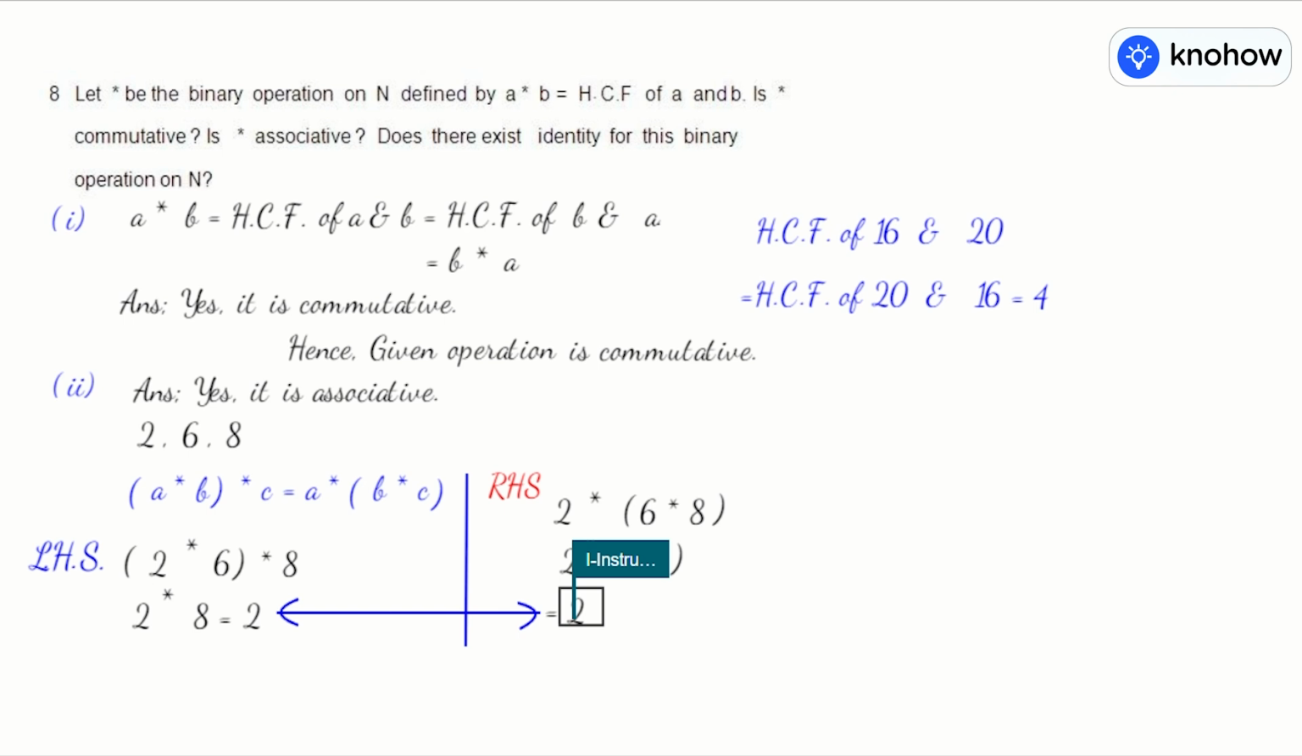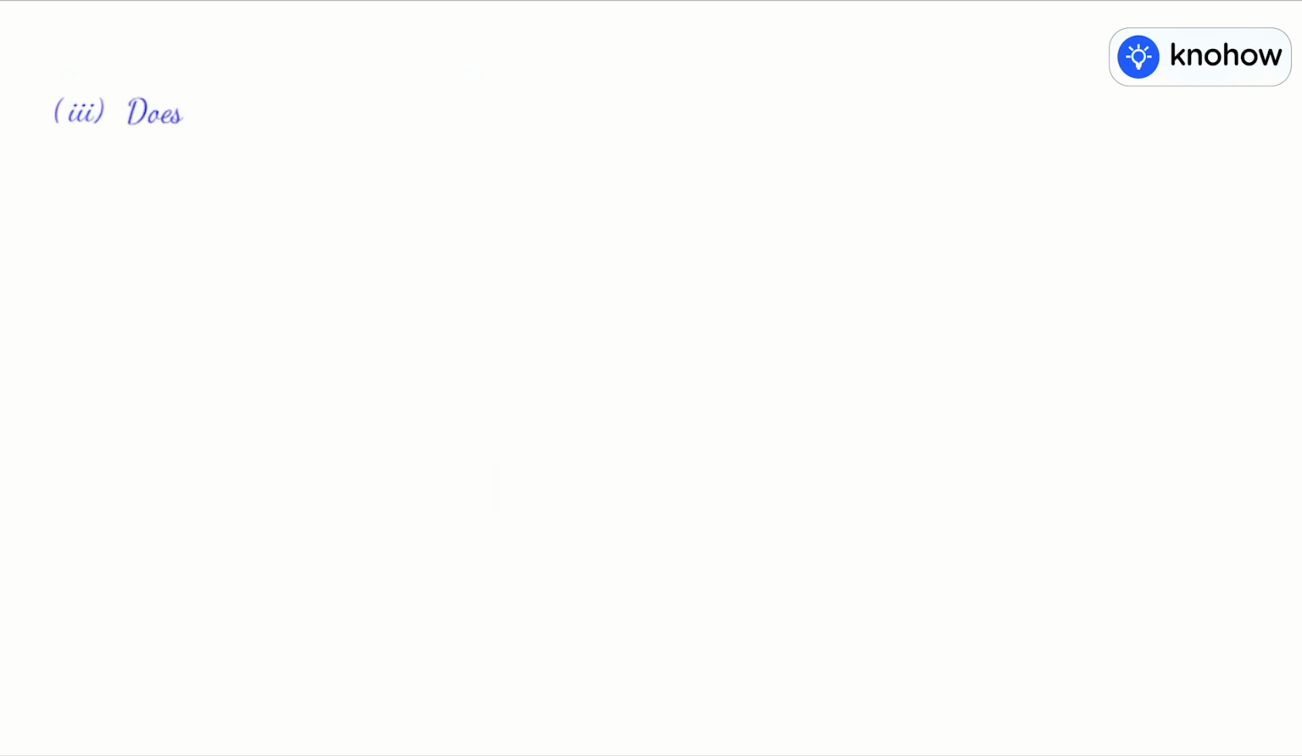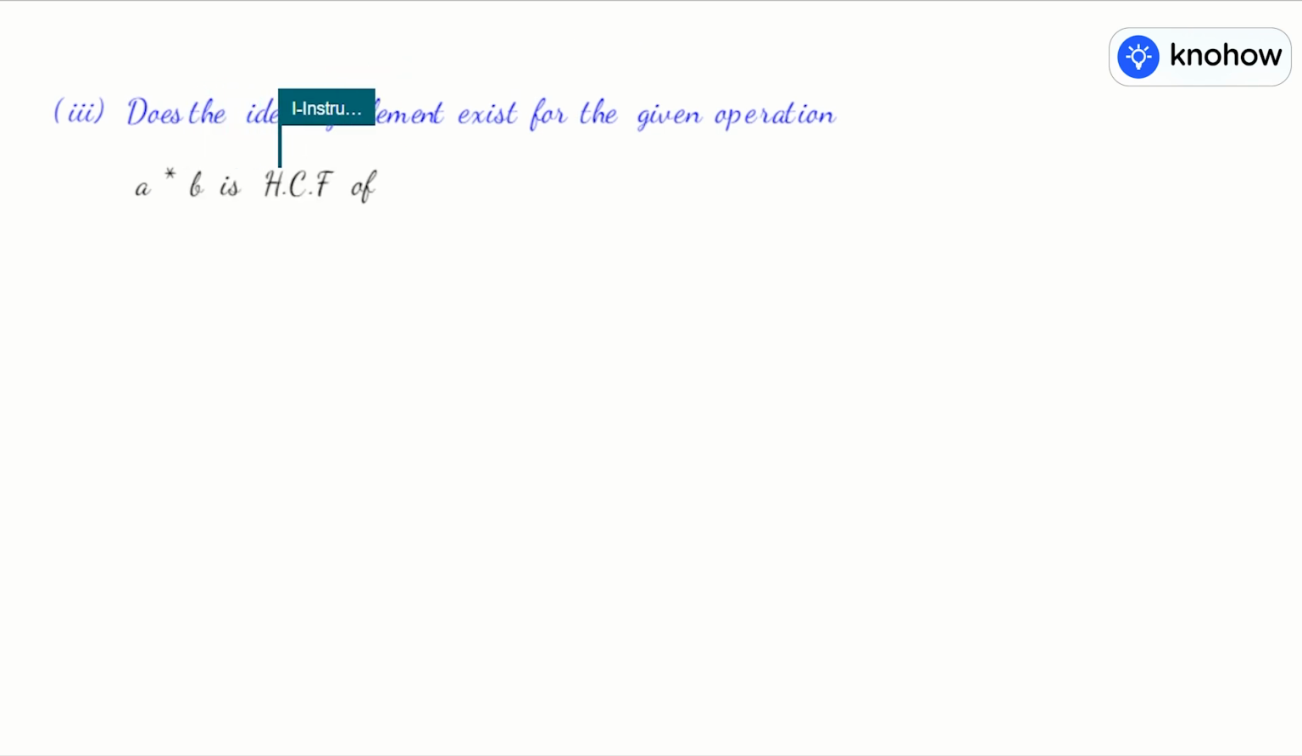Now the third part is the identity element. Does an identity element in the set of natural numbers exist for the given operation star? What is star? HCF between two numbers. That is, A star B is the HCF of A and B. By the way, what do you mean by identity element? Suppose E is a natural number identity element. By identity element, if I choose any natural number A, then A star E should be the same as A.